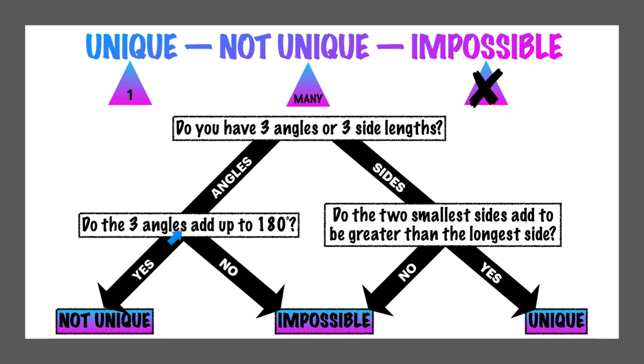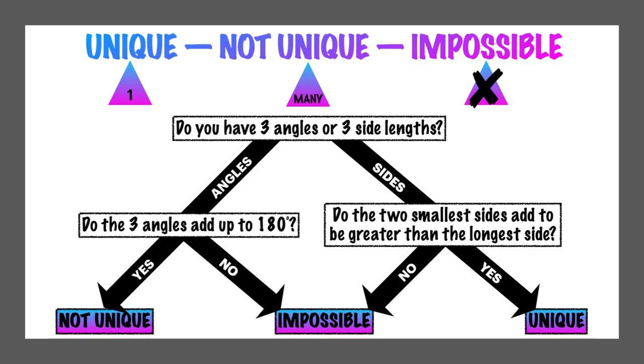If they do, then we follow yes and see that this would create a not unique triangle. Those 3 angles could create many triangles. If they do not add up to 180, we know that no triangle is possible. It's impossible.